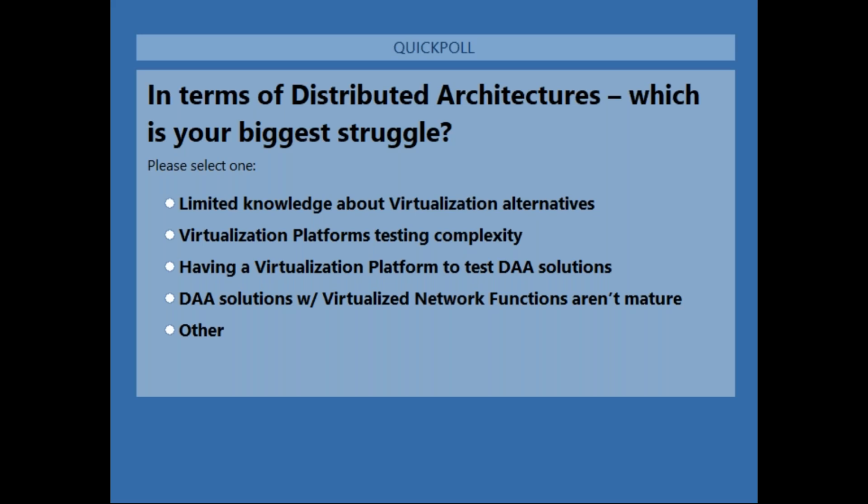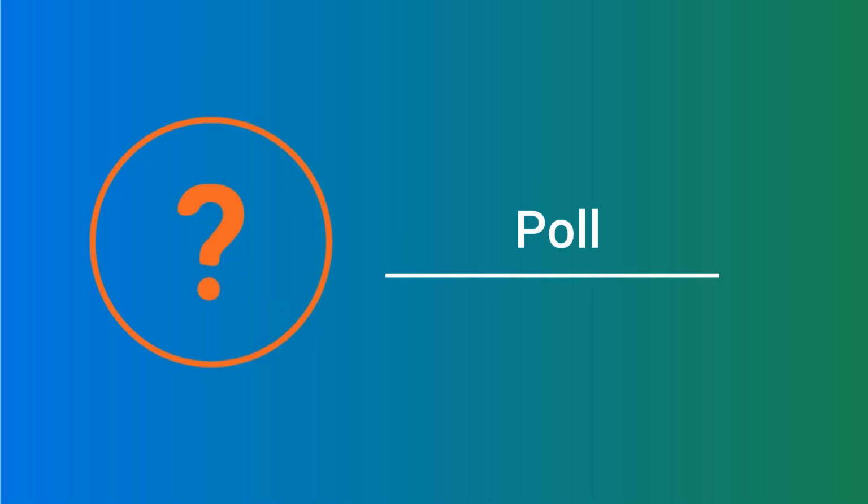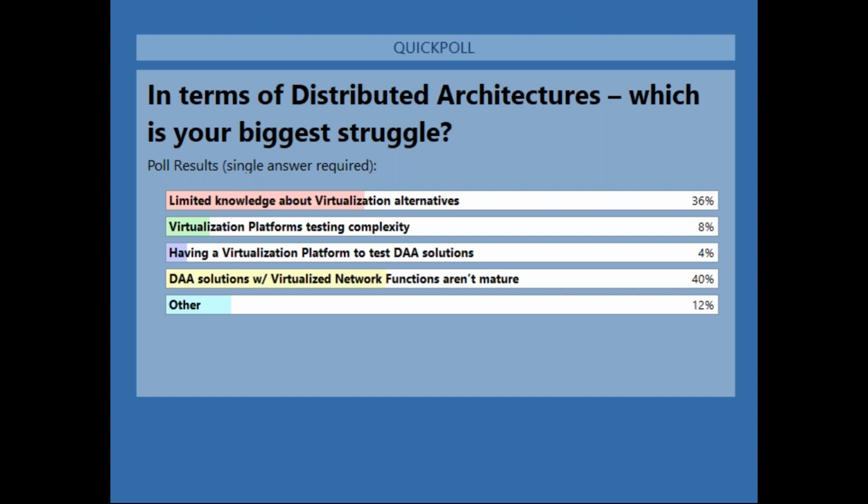Excellent, excellent. So let's see what the audience have to say. And 40% say DAA solutions for virtualized network functions are immature, and then 36% limited knowledge about virtualization alternatives. So interesting feedback from the audience. I think webinars such as this would help provide more of the alternatives with these virtualization use cases. Thank you, Diego. Now we're going to hear from Sudhir from Casa Systems.